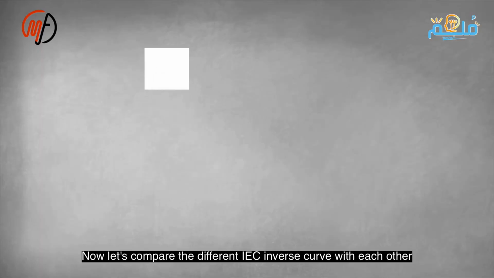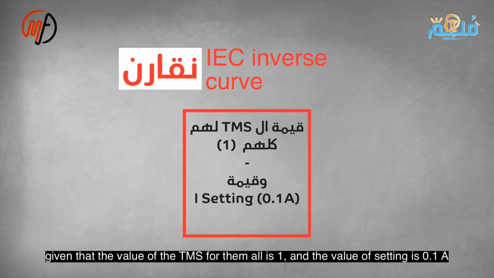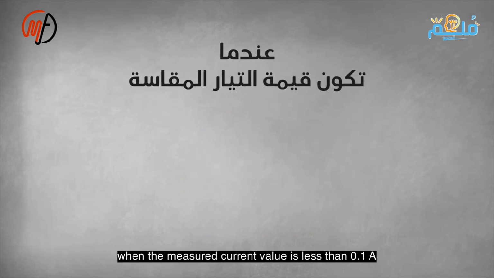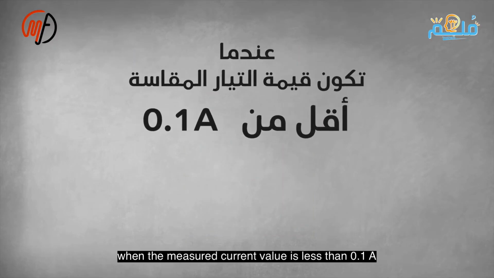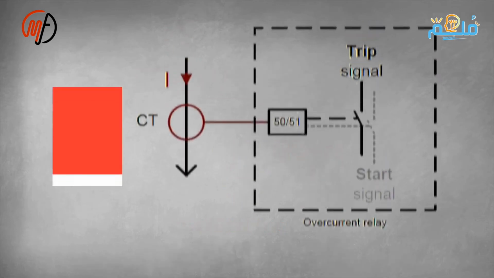Now let's compare the different IEC inverse curves with each other, considering that their TMS value is 1 and the I setting value is 0.1A. When the measured current value is less than 0.1 amperes, the relay will not give any indication while the measured current is below the setting value. If the current exceeds 0.1 amperes, the relay sends a warning signal indicating a trip.